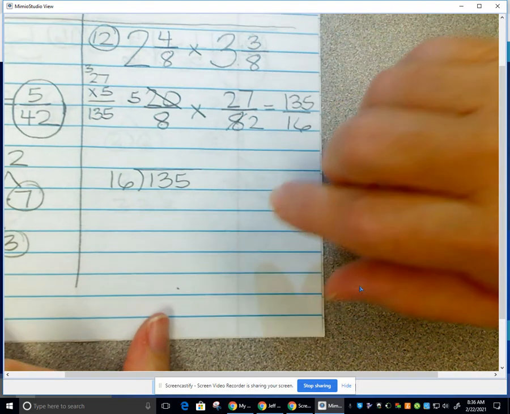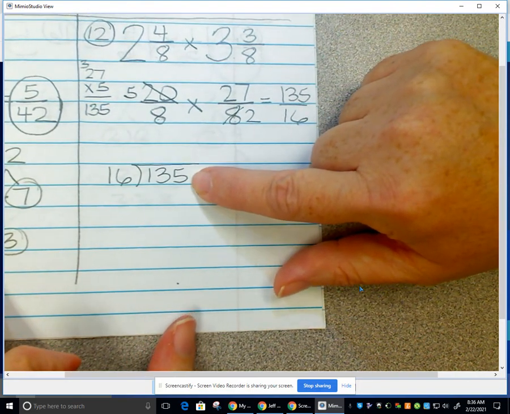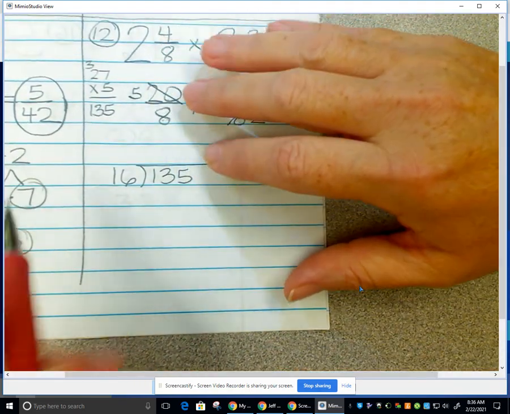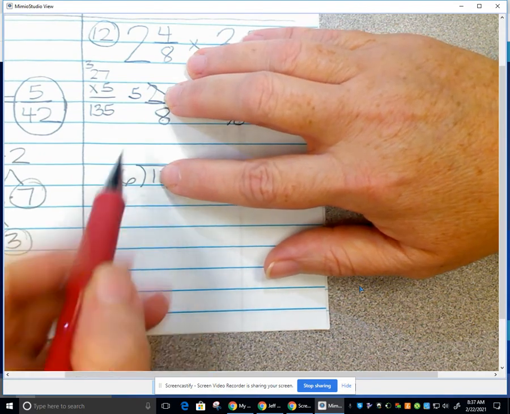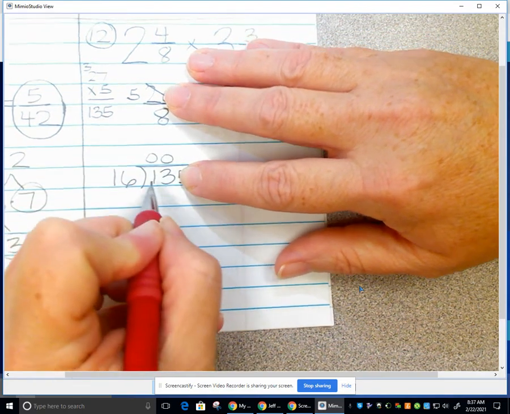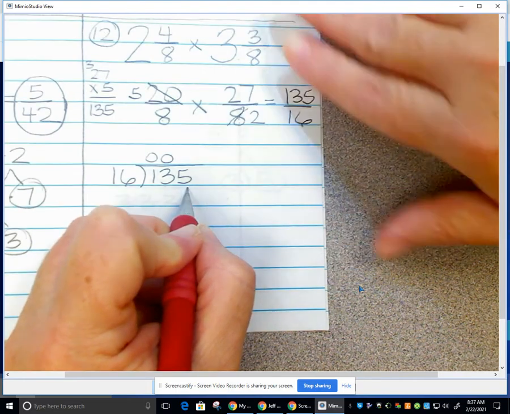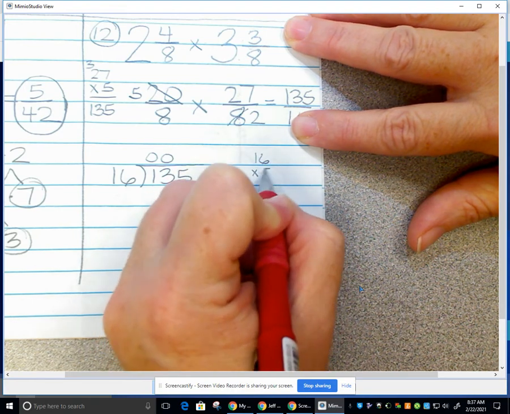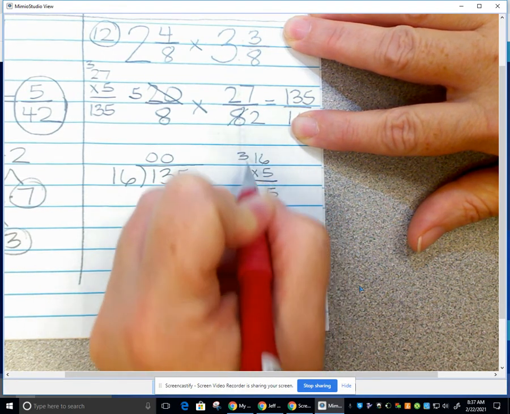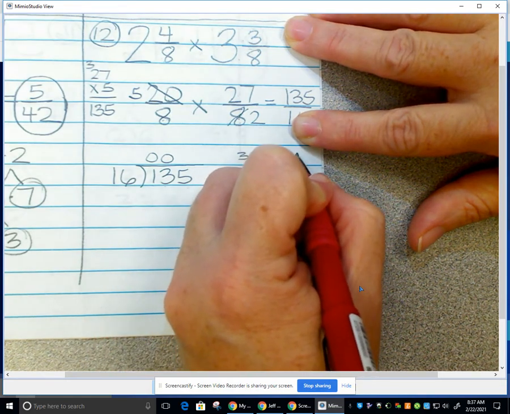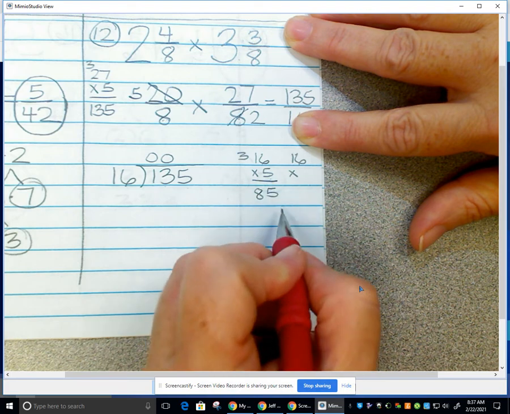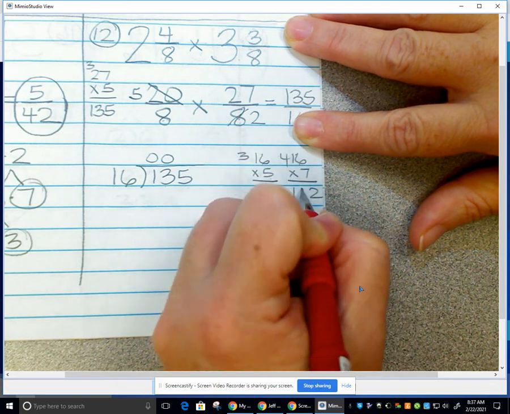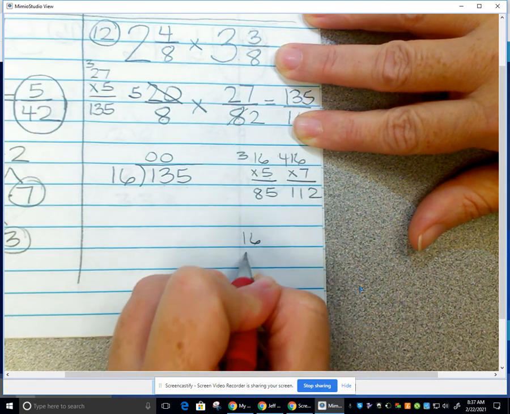Now you may want to pause this and do your own division and then check it after you play and watch me do it. Try to do as much on your own as you can without relying on me so much. 16 won't go into 1. 16 won't go into 13, but 16 will go into 135. Let me do my 16 facts. Let me try 16 times 5. That's 80. So let me try 16 times, I'll skip 6. Let me go to 7. 7, 8, 9, 10, 11. That's 112.